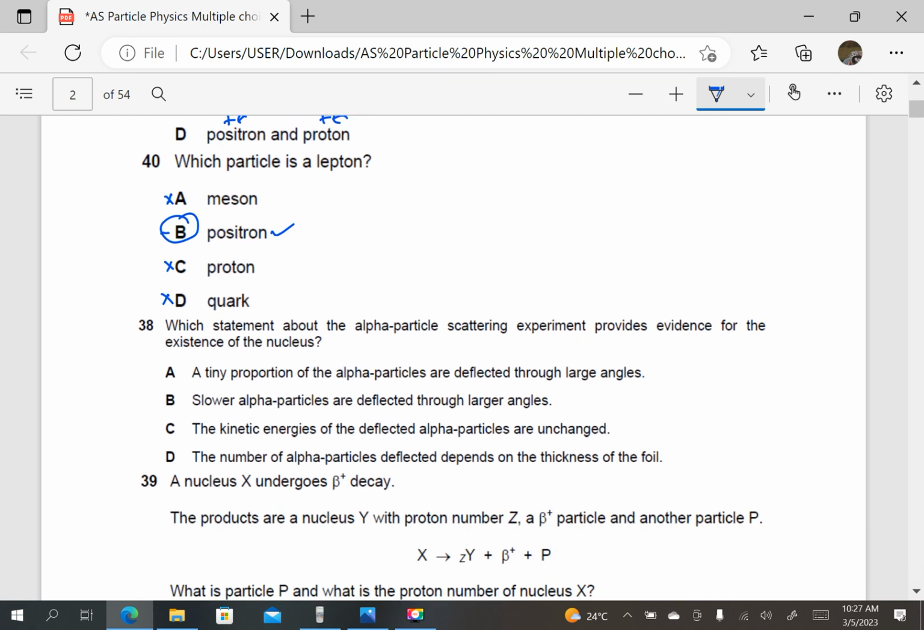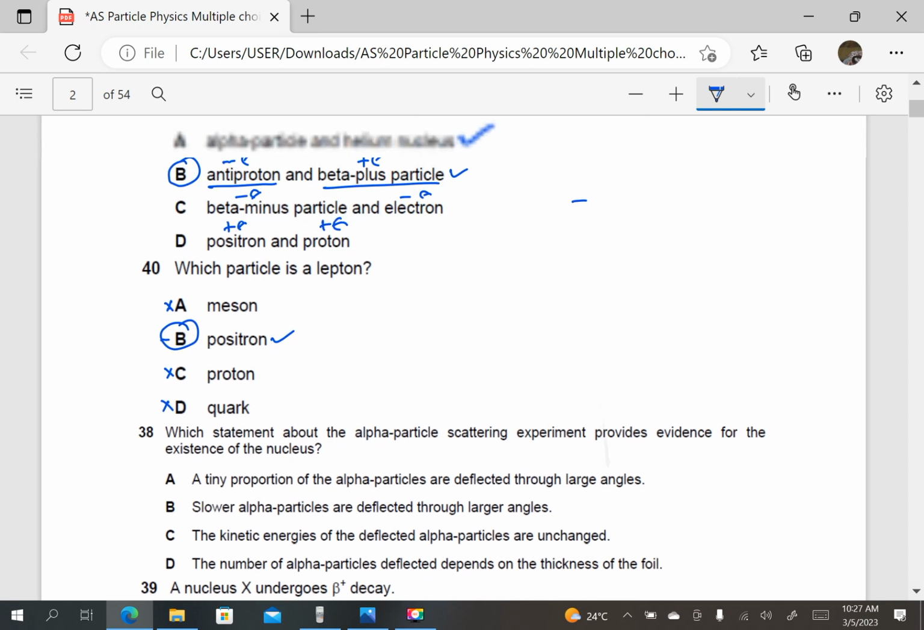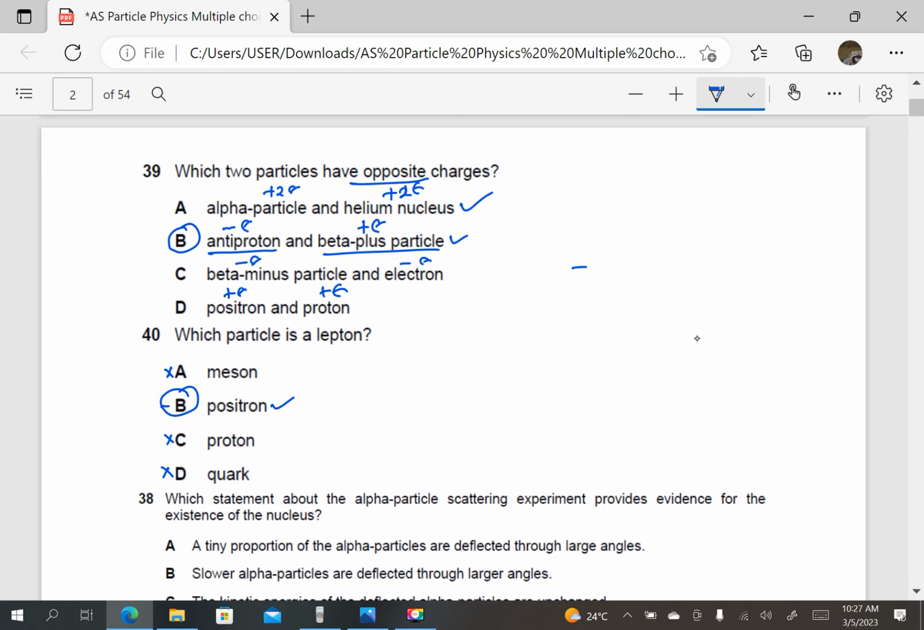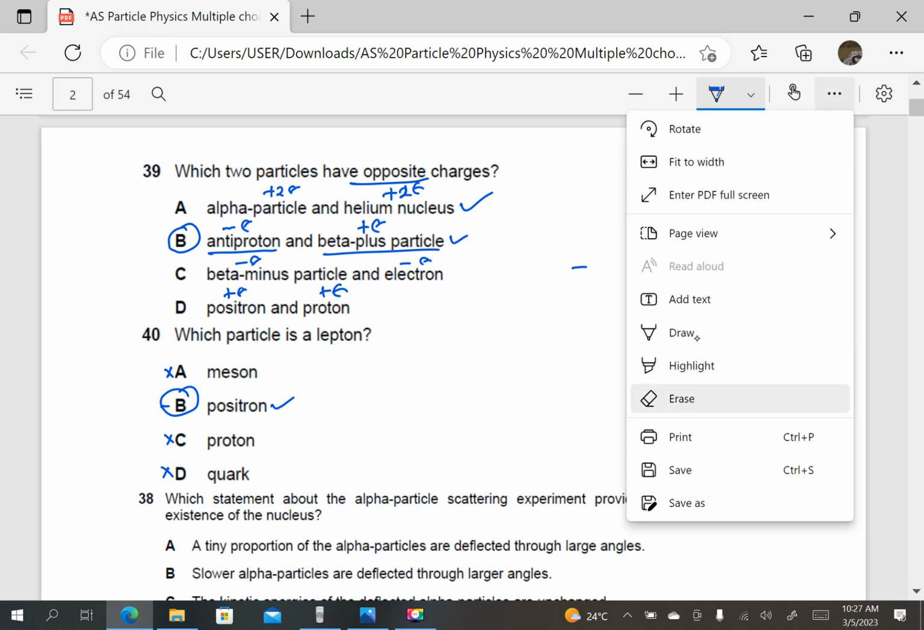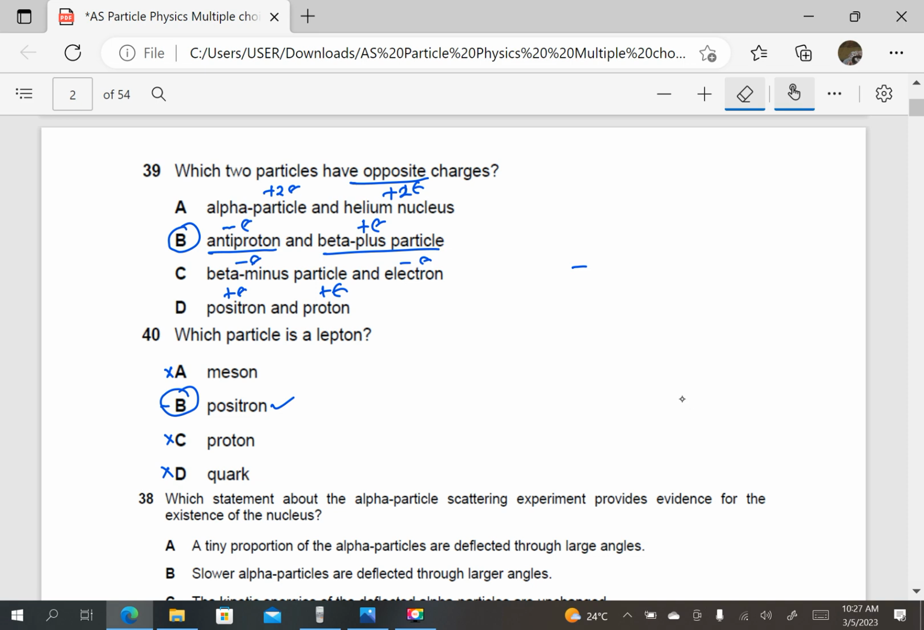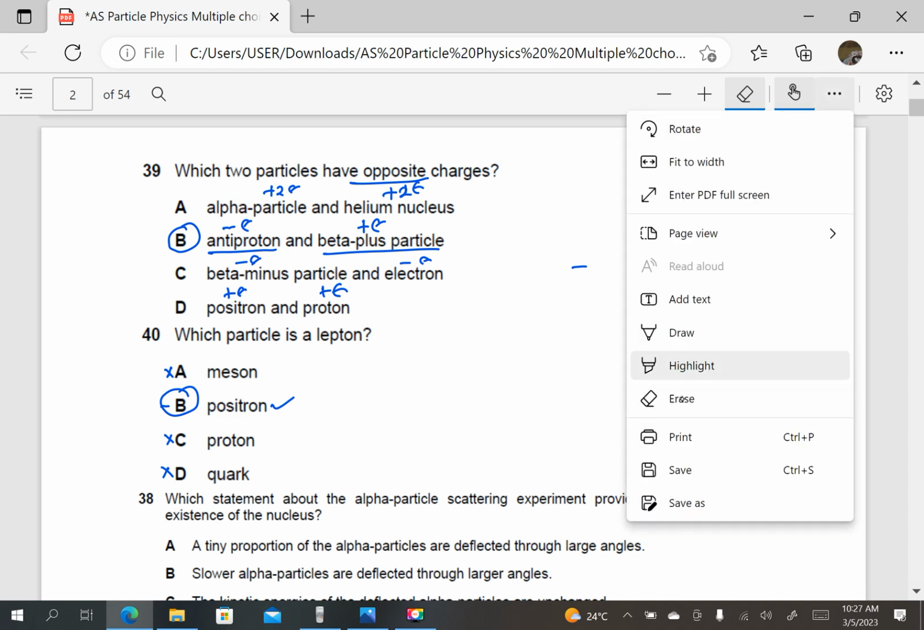Which statement about the alpha particle scattering experiment provides evidence for the existence of the nucleus? By the way, when I put ticks, these are just guiding. The one I circle is the correct answer. So don't be confused with those ticks.